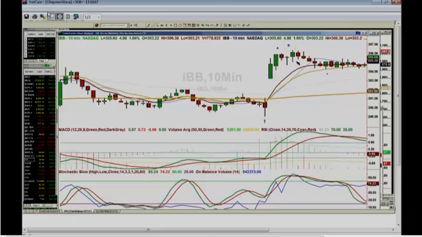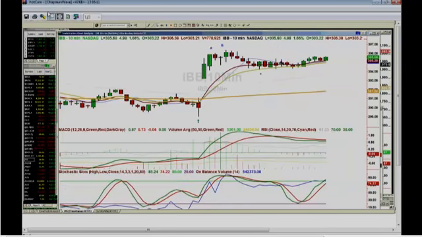So it spikes all the way to 306.38. Then it pulls back to 304.19. So I'm going to put that down here. Look, 304.19.